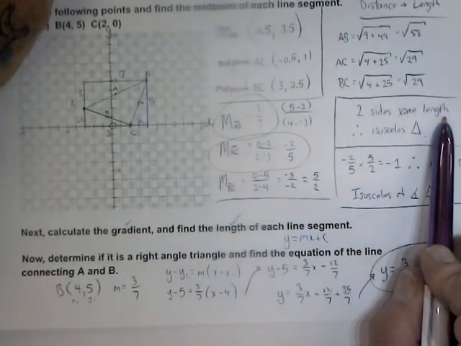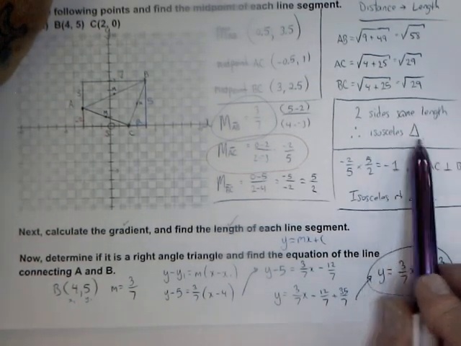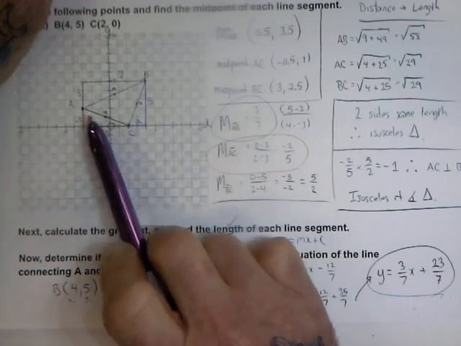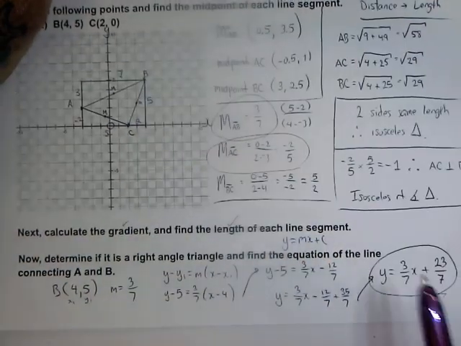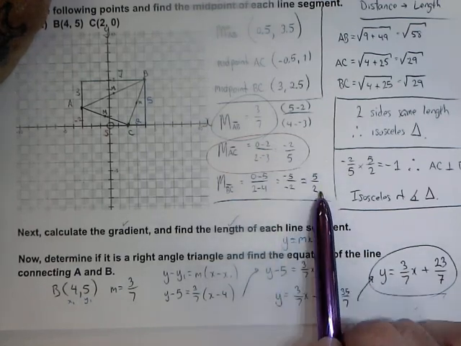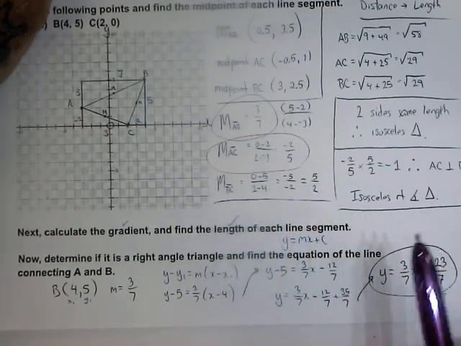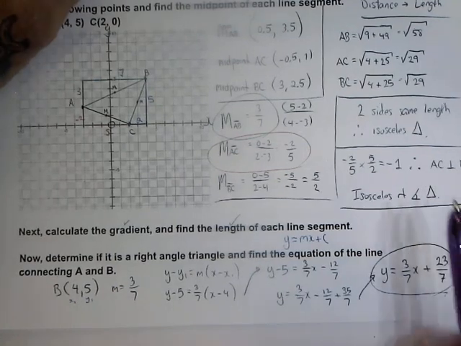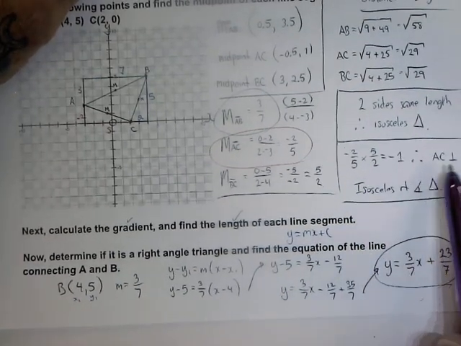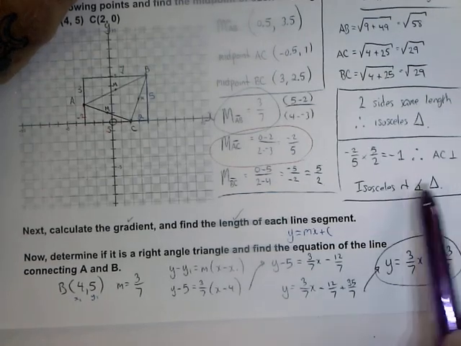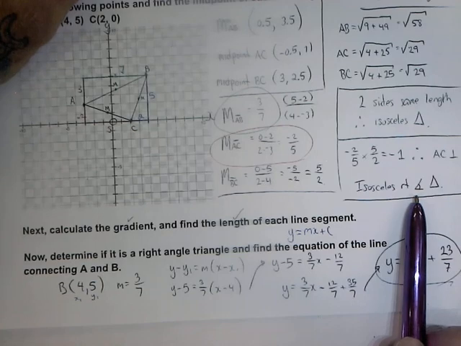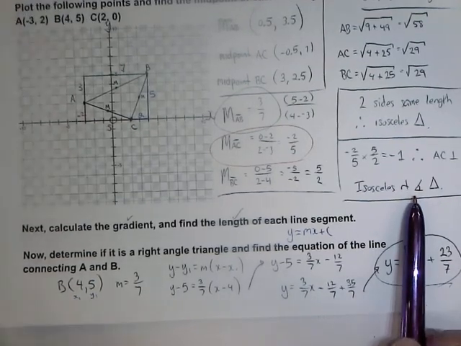We see two sides are the same length. That means we've got an isosceles triangle. Now we want to see if there's a right angle. It looks like there might be a right angle where AC and BC meet. What you're going to do, take the gradients of those two and times them together. Use a calculator if you need to. Those gradients multiply to -1. Therefore, AC is perpendicular to BC. We have an isosceles right angle triangle. There's your merit for the assessment.